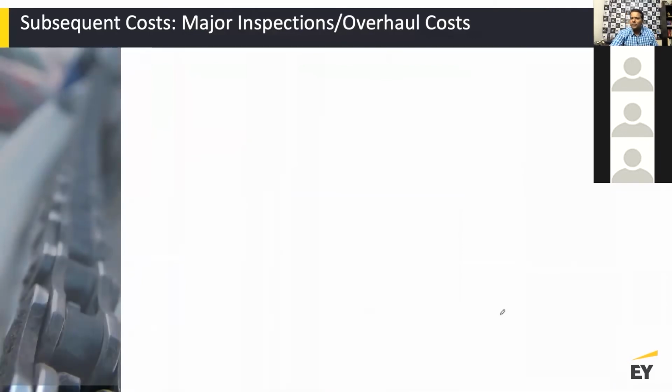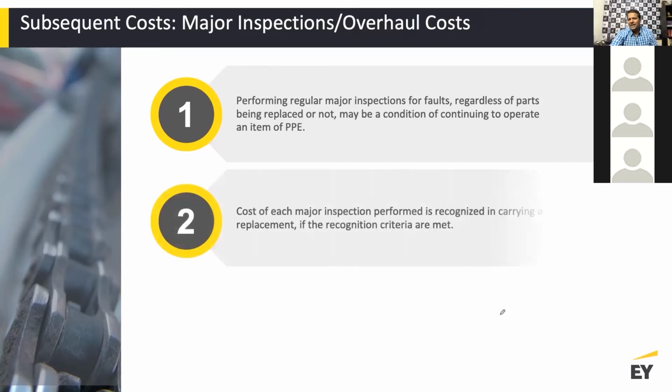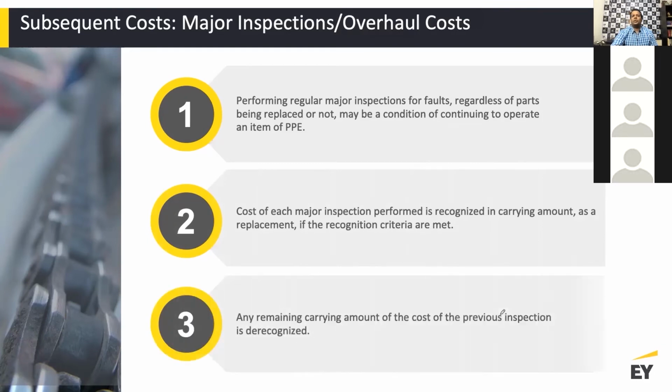A very common example of componentization which we see across some of the industries is major inspection and overhaul cost. When you look at major inspection and overhaul cost, performing regular major inspection for faults, regardless of parts being replaced or not, may be a condition of continuing to operate an item of property, plant and equipment. So each of these major inspection costs is recognized in the carrying amount as a replacement if the recognition criteria are met. Any remaining carrying amount of the cost of the previous inspection is de-recognized.